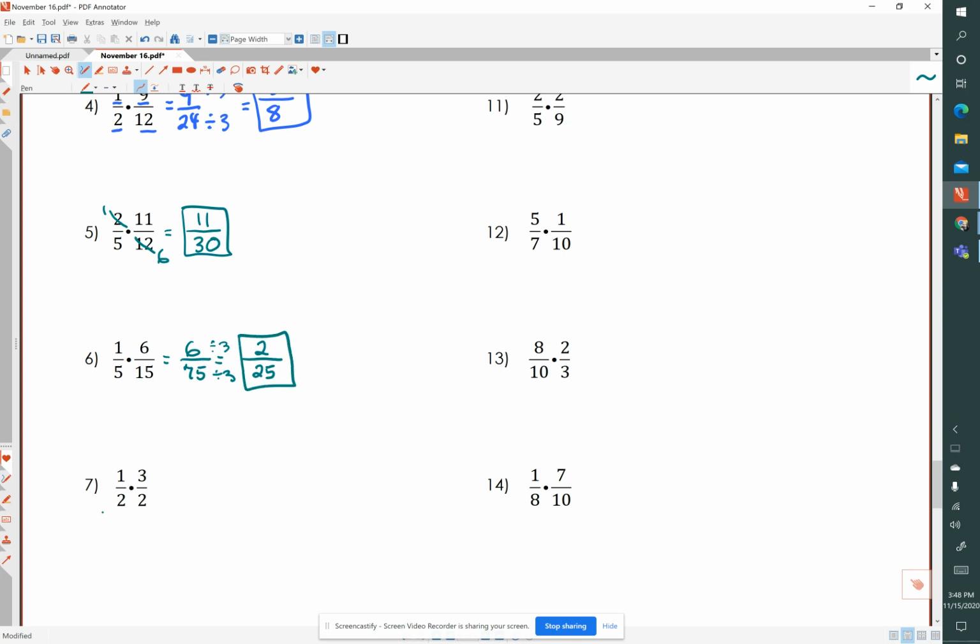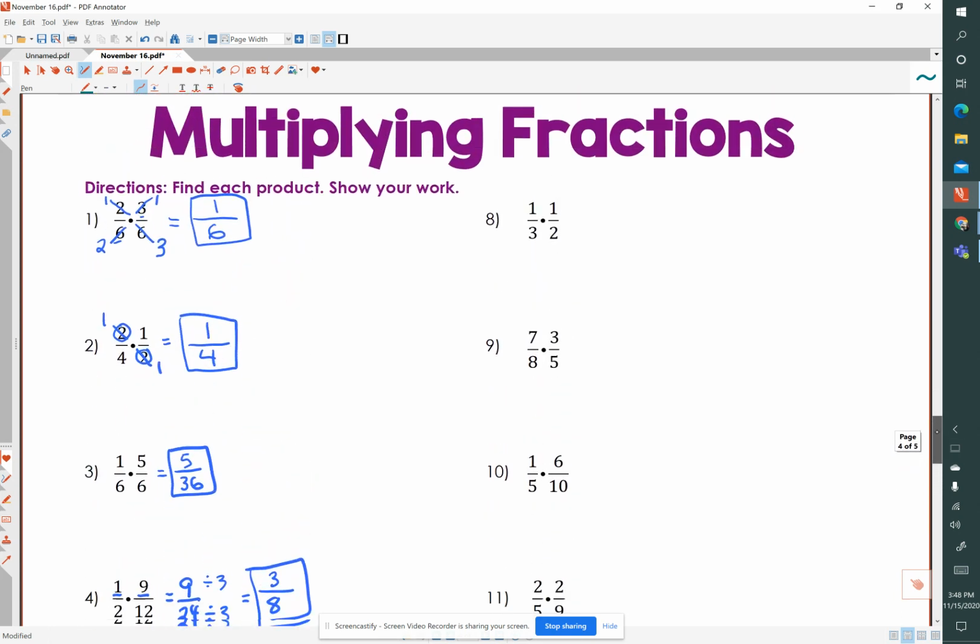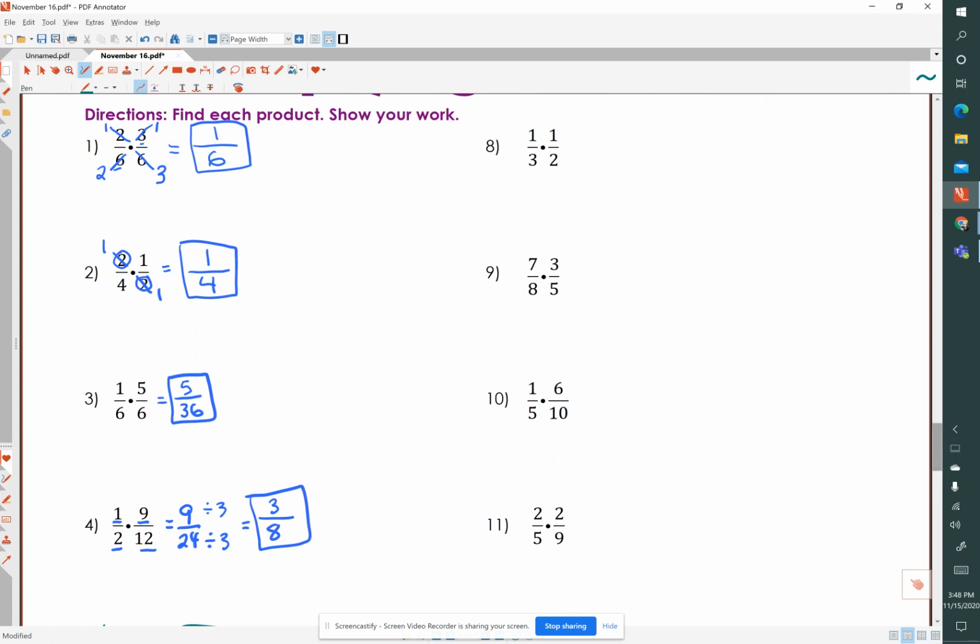And again, there's no cross simplification that we can do with number 7. So we will multiply straight across. 1 times 3 is 3. 2 times 2 is 4. And that is a final answer. Let's go back up. 8, 9, 10, and 11. Why don't you try those and then we'll do them together. So pause the video.